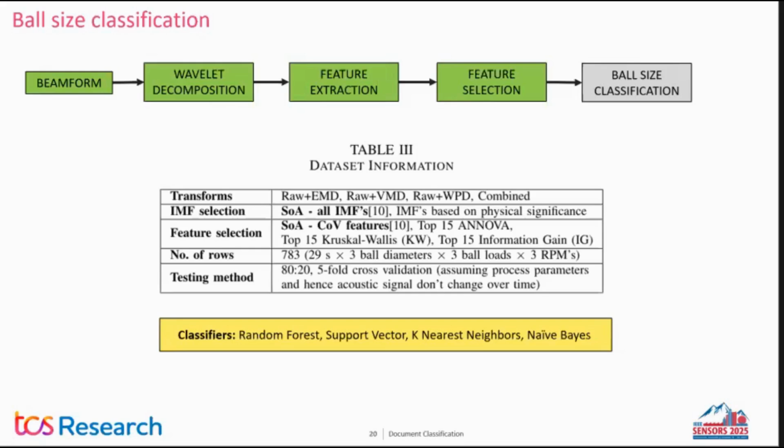And the number of rows is proportional to the size of the experiment, that is, the size of the audio, and the number of ball diameters, number of ball loads, and number of RPMs. And we have performed an 80-20 train test split with five-fold cross validation. And we have used four classifiers: random forest, support vector, k nearest neighbors, and naive Bayes.